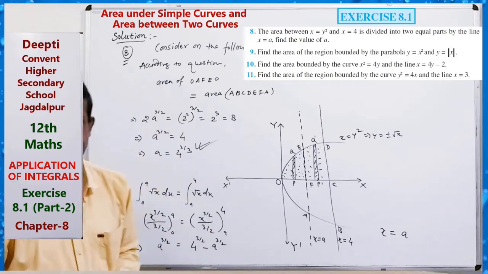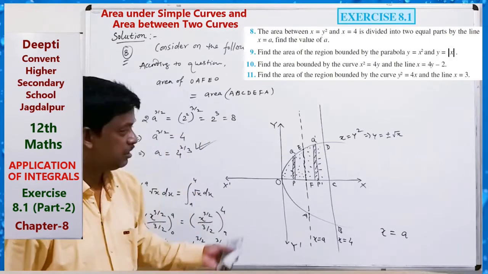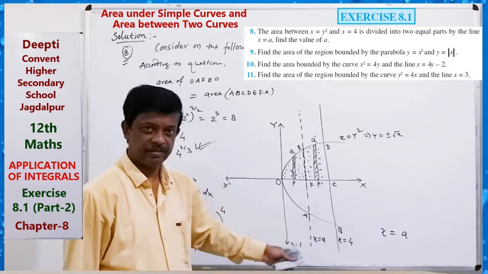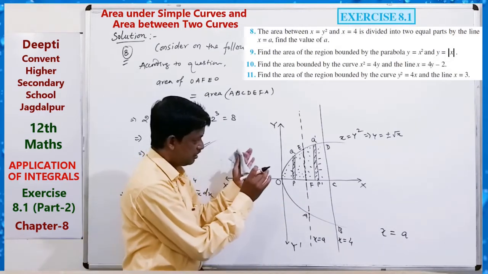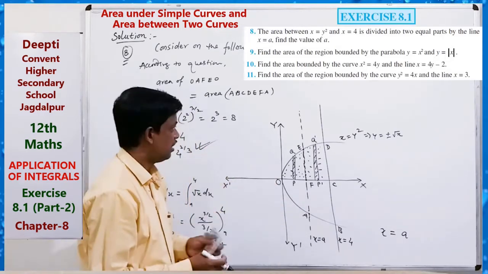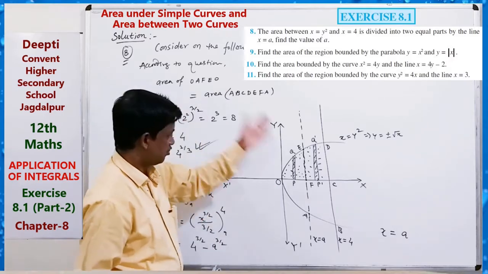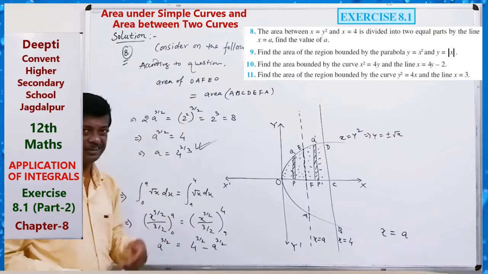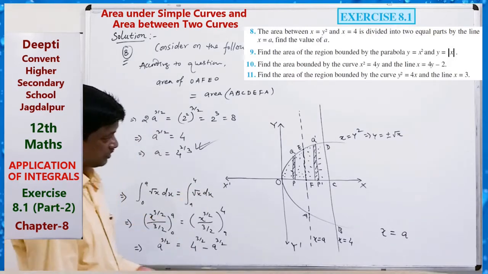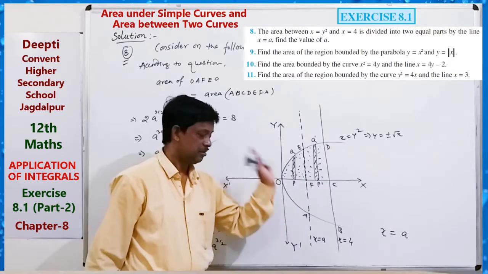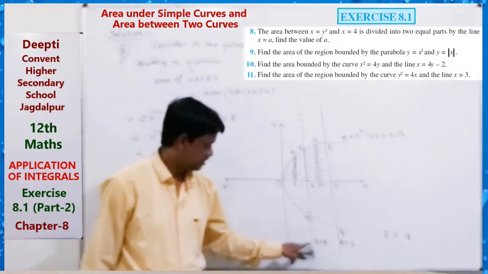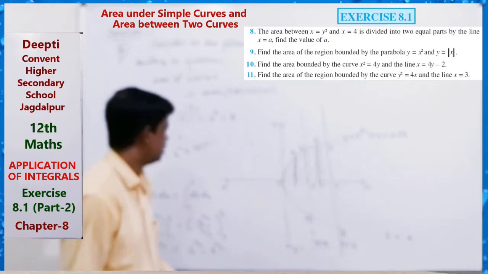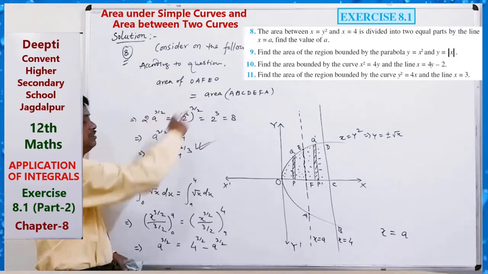So first of all, you have to draw the diagram and identify the situation, how you can find the required area, then put in the limits and formula, then you can get the answer. Here, this area is divided into two parts by the line x equals a. That's why we are writing it like this.